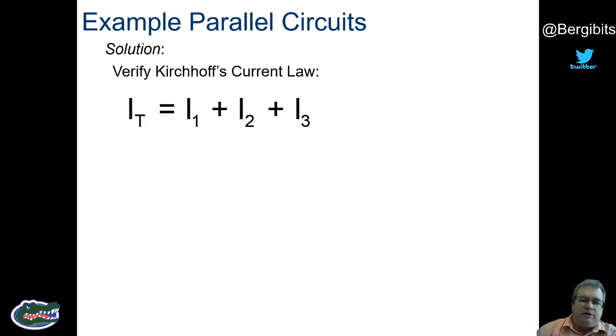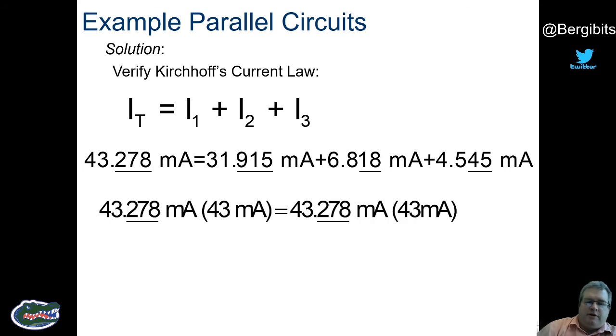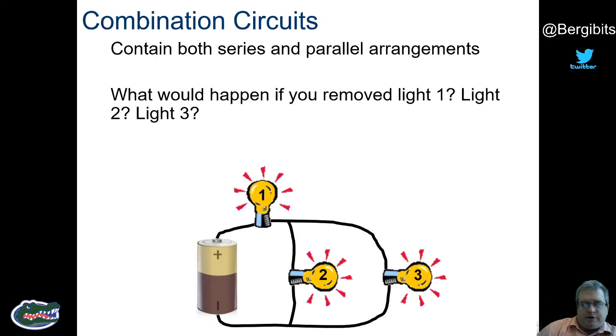Verify Kirchhoff's current law. I1 plus I2 plus I3 equals I total. Let's see, 31 plus 6.8 plus 4.5, 43 equals 43. Okay. Circuits can contain both series and parallel arrangements. What would happen if you remove light 1? Just a quick quiz. Light 2 and 3 would go out.